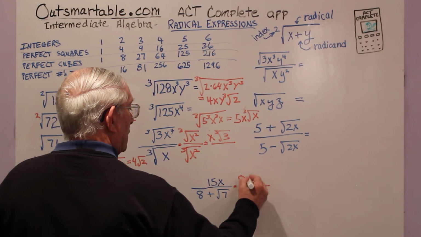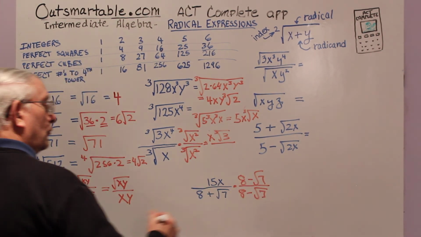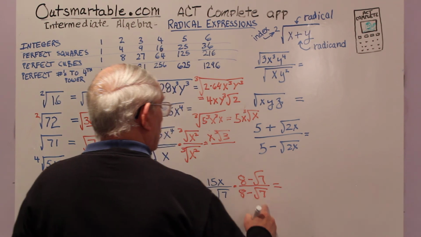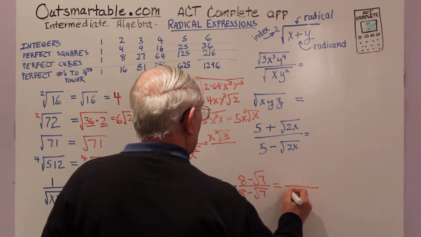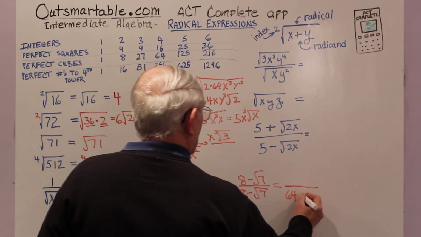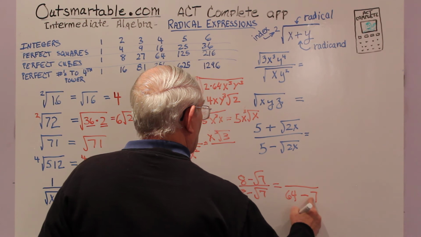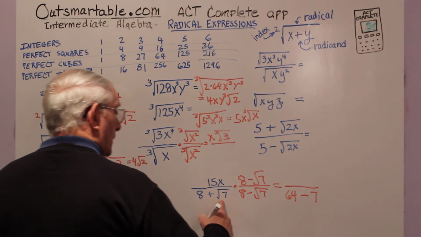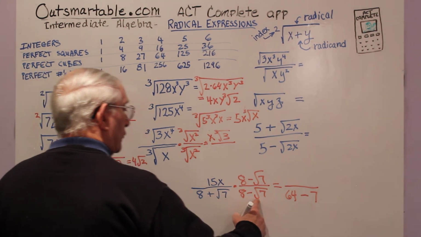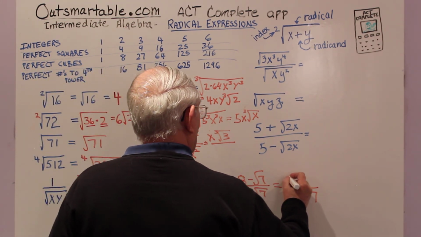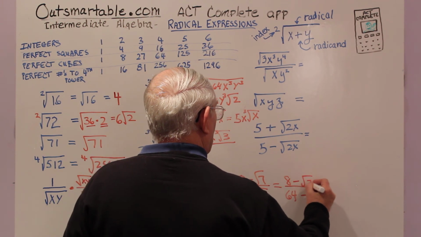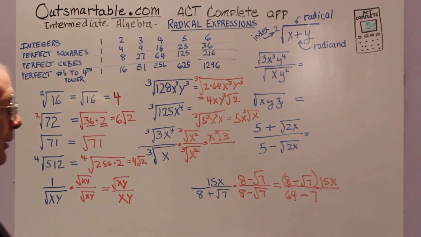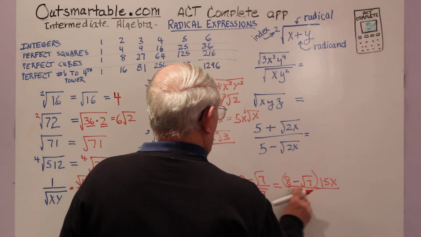Now we need to do the same thing in the numerator, don't we, to keep the value of the fraction the same. If you multiply a conjugate, using FOIL, what you will get is the square of the first term minus the square of the second term. Square of 8 is 64. Try it with FOIL. You get 64 plus minus cancels minus 7. But in the numerator, what are you going to have there? You're going to have 8 minus the square root of 7, that quantity times 15x. Okay, now 64 minus 7 is 57, right?